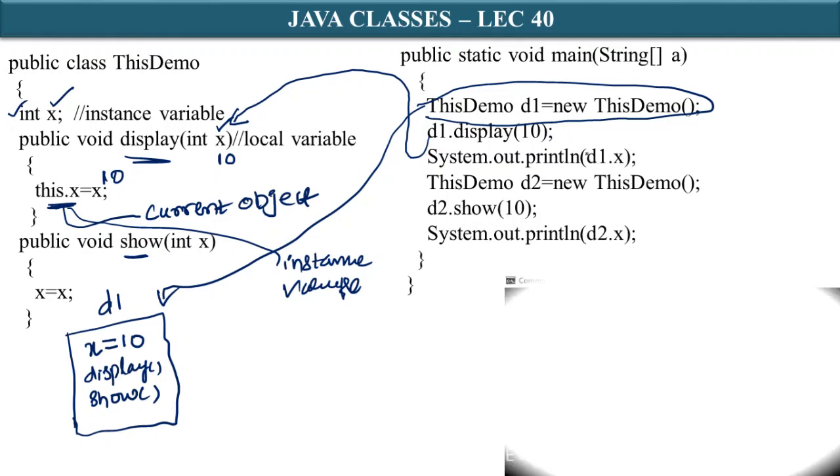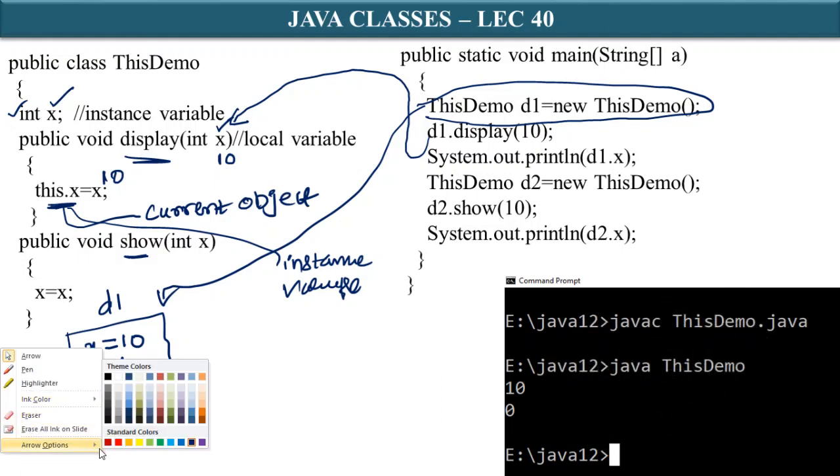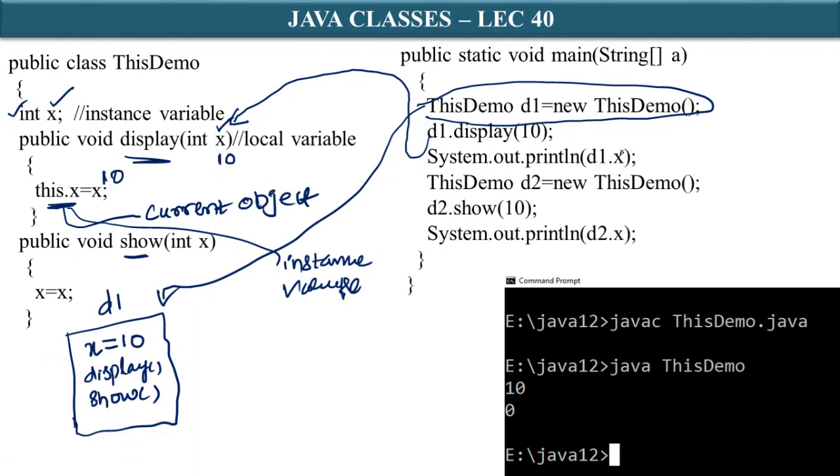What does it mean? Let me show the output screen. System dot out dot println D1 dot x. Therefore, what will it print? It will print 10. Just see. D1 means the current object, dot x means 10. That's why it's printing 10. Isn't it?